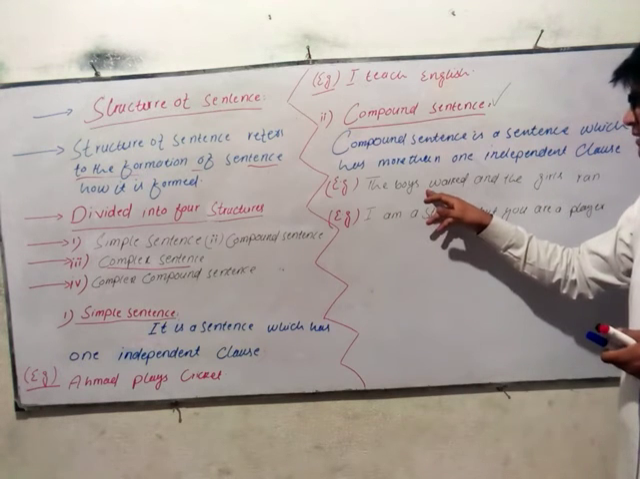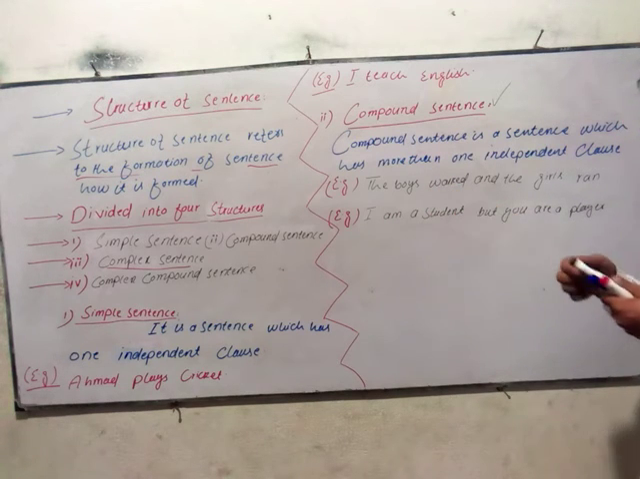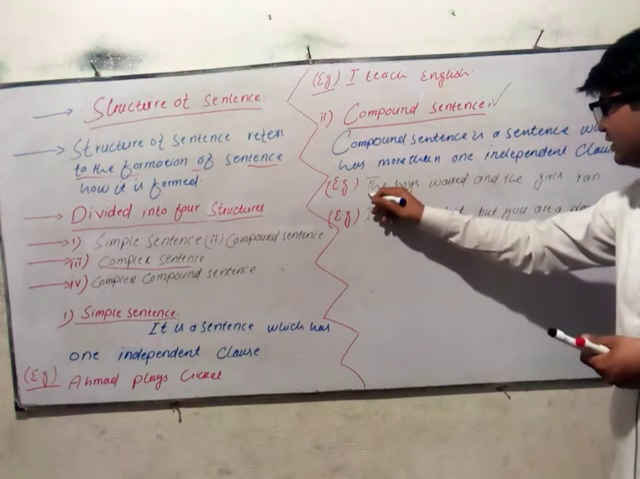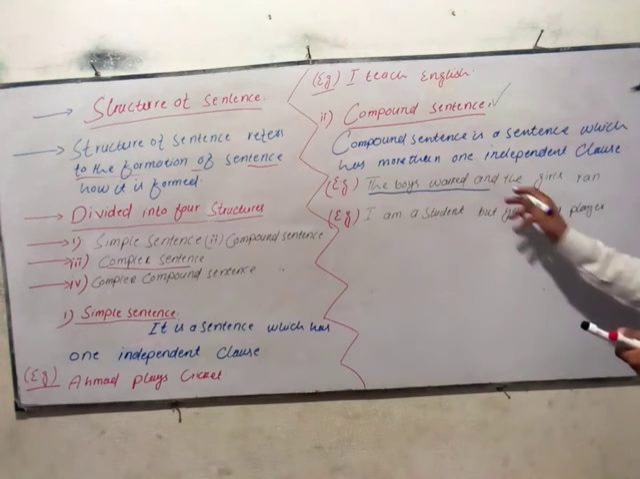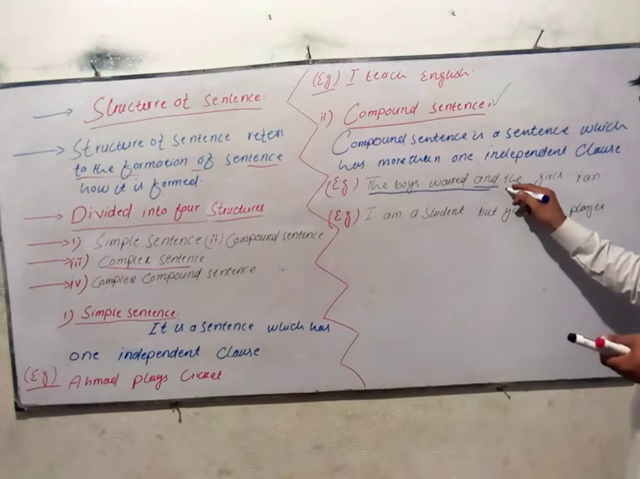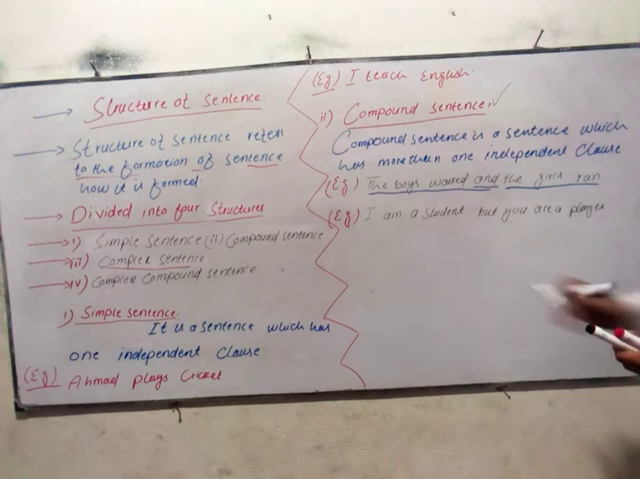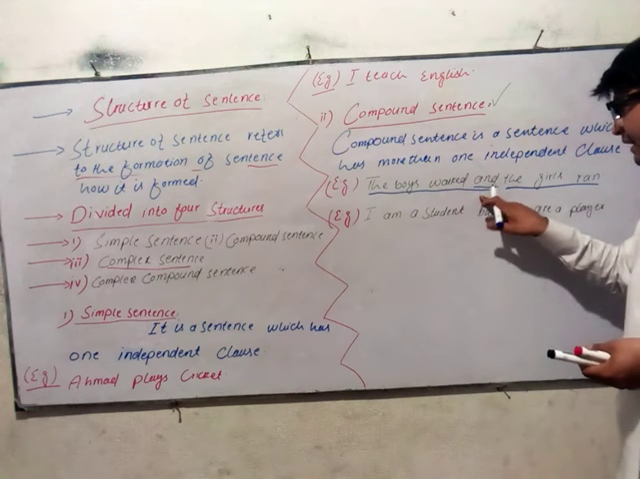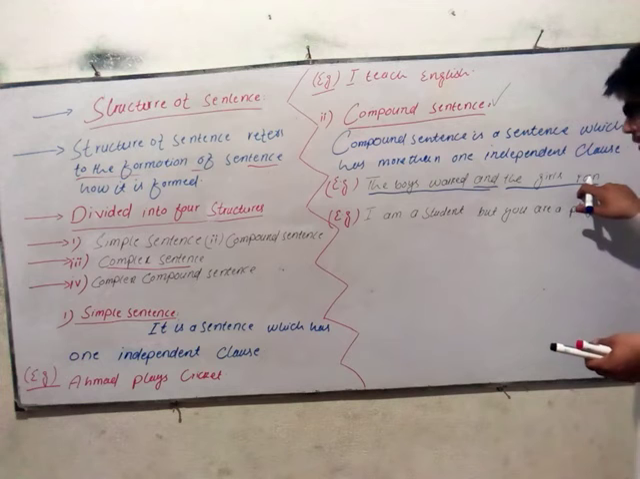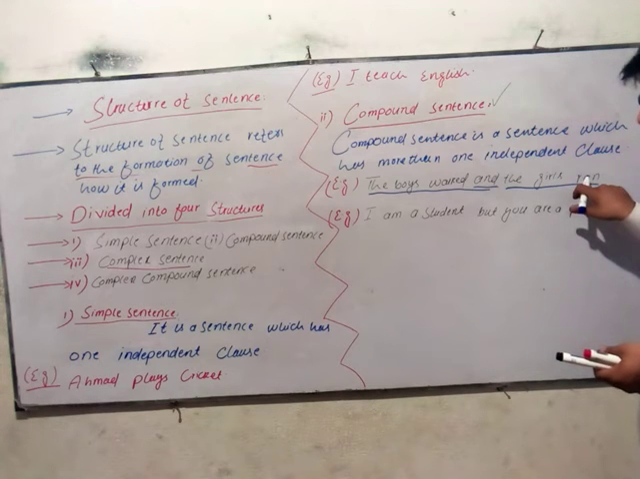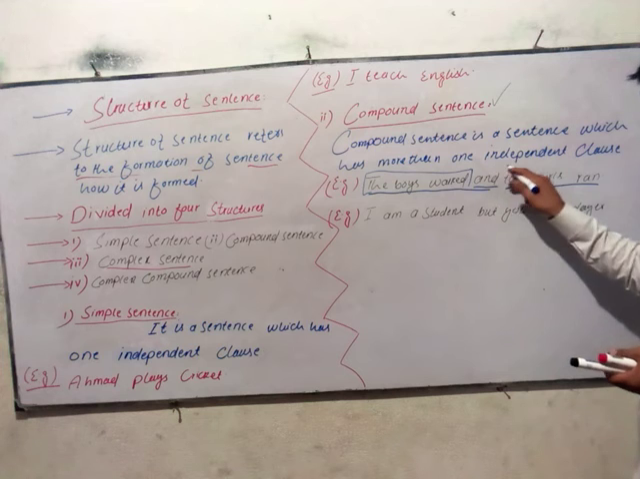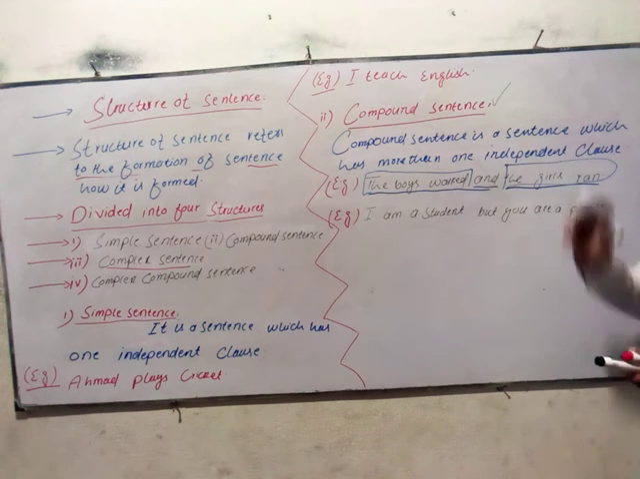The boys worked, that is independent clause number one. Next is the conjunction, which connects two clauses, like the girls ran. So: the boys worked and the girls ran. That is example number one of compound sentences, compound sentence number one.